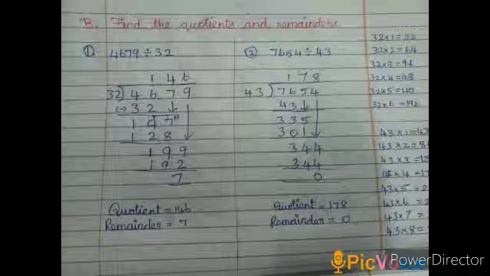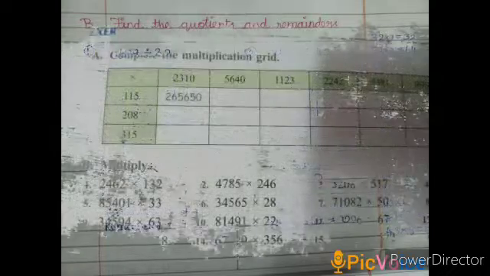It is 6 times. 6 32s are 192. So the last number is 9 minus 2 is 7. 9 minus 9 is 0. 1 minus 1 is 0. The quotient is 146. Remainder is 7. See children, if you don't know the tables of a 2 digit number, we have to use the rough column and write as much as we need.